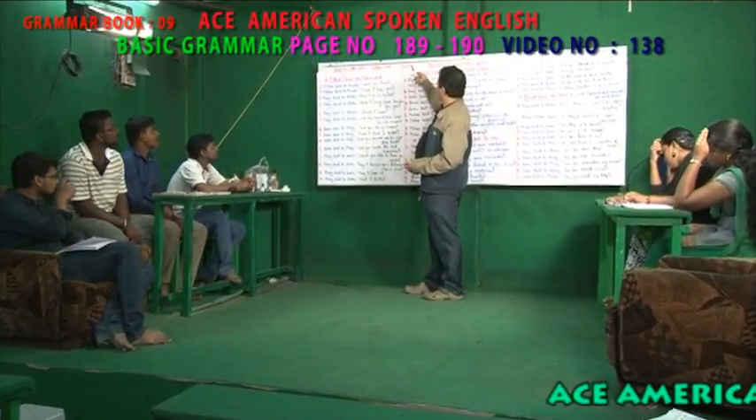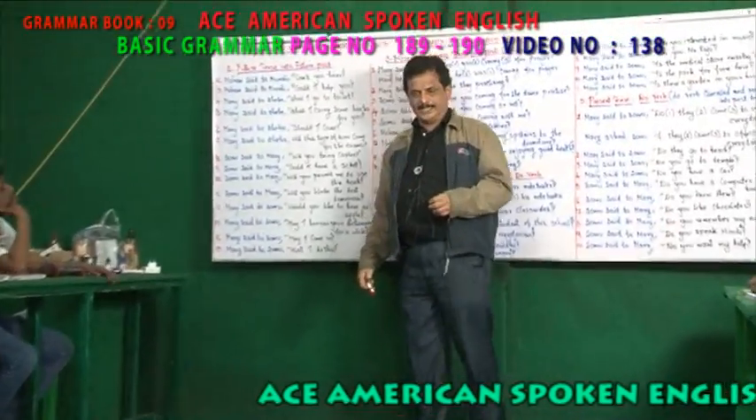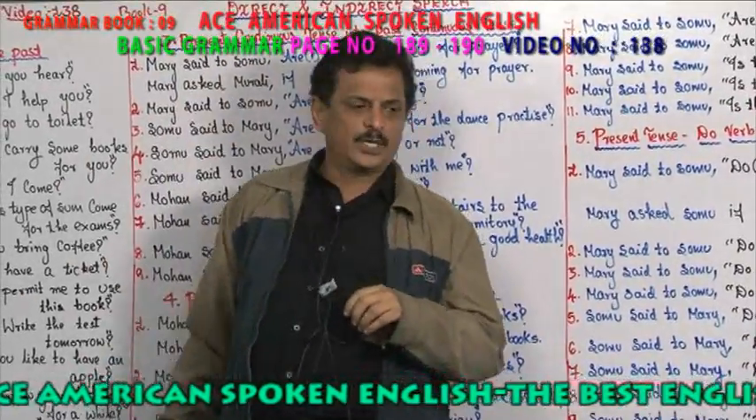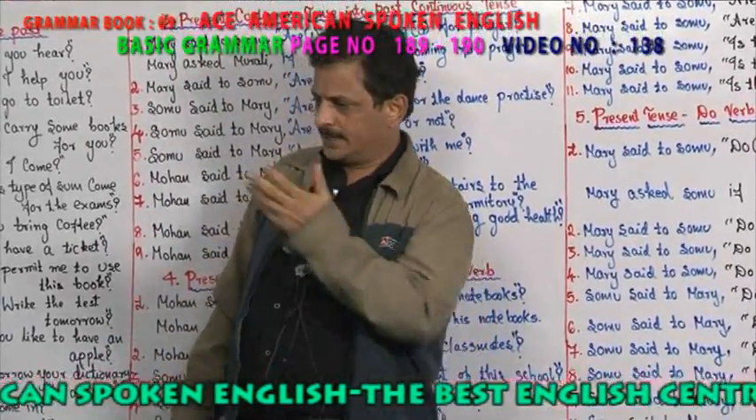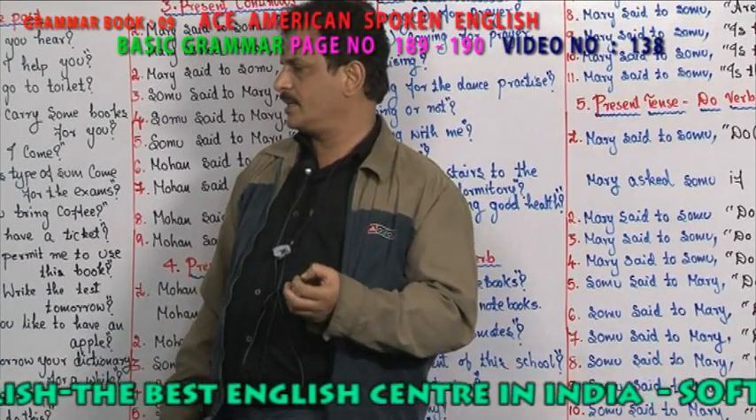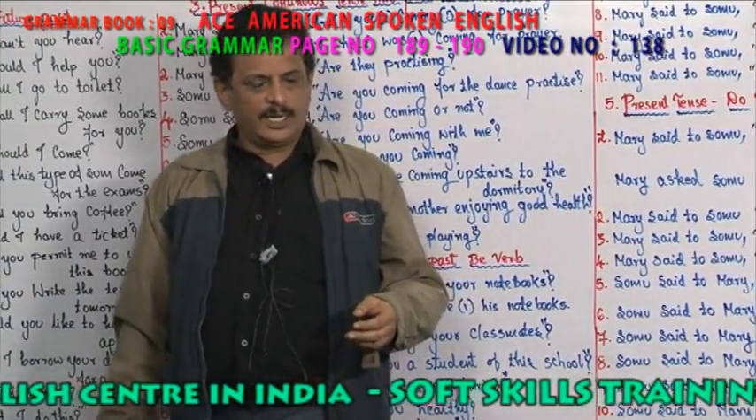Take your book number 9, video number 138, page number 189 to 190. So, direct speech, indirect speech, this is what you are seeing. What is direct speech? What I speak to you, the exact words, are direct speech, and what I say, you go and say to somebody else, is called indirect speech.